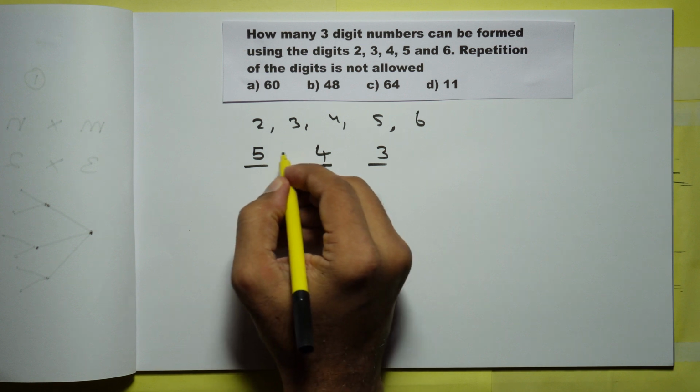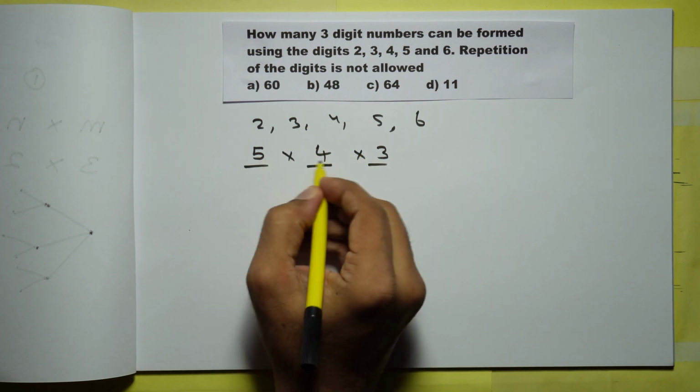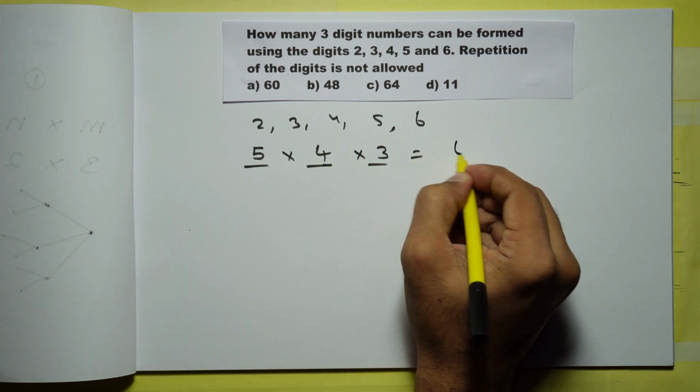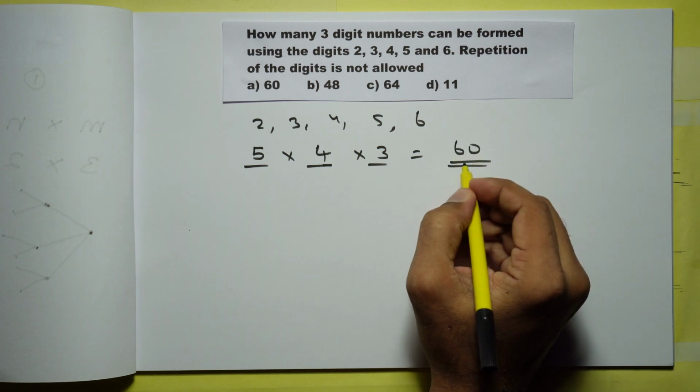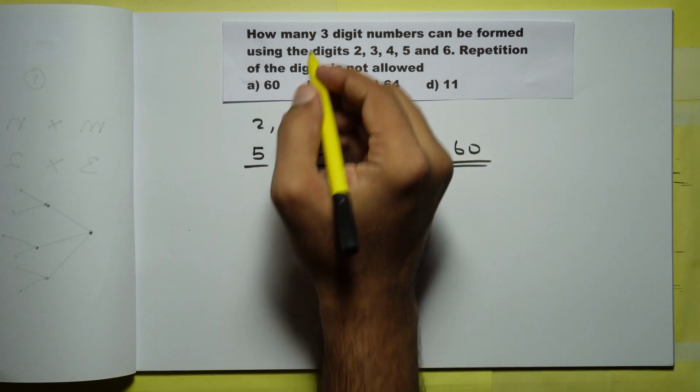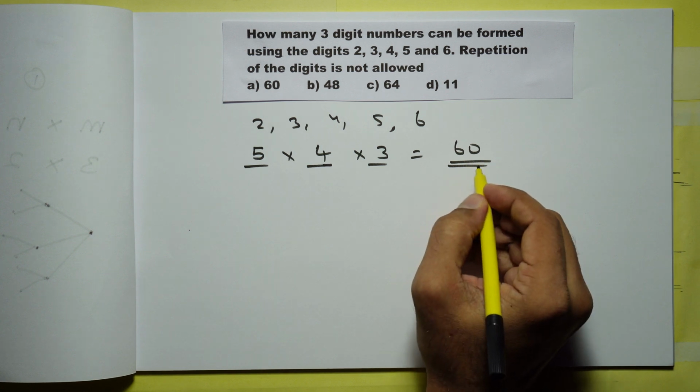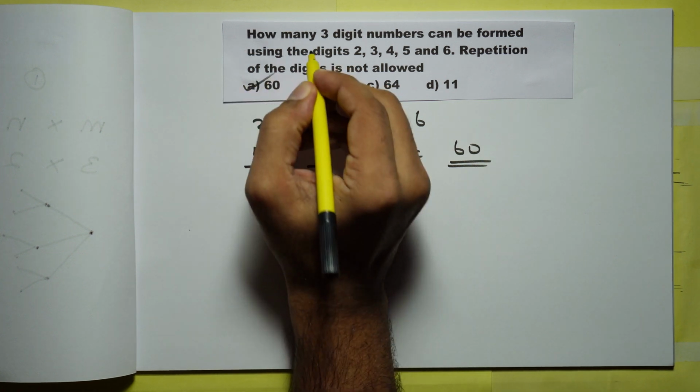So you have to multiply. So 5 into 4 into 3. 5 into 4, 20. 20 into 3. Altogether 60 possible outcomes are there. So altogether 60 possible 3-digit numbers are possible. Hence option A, 60.